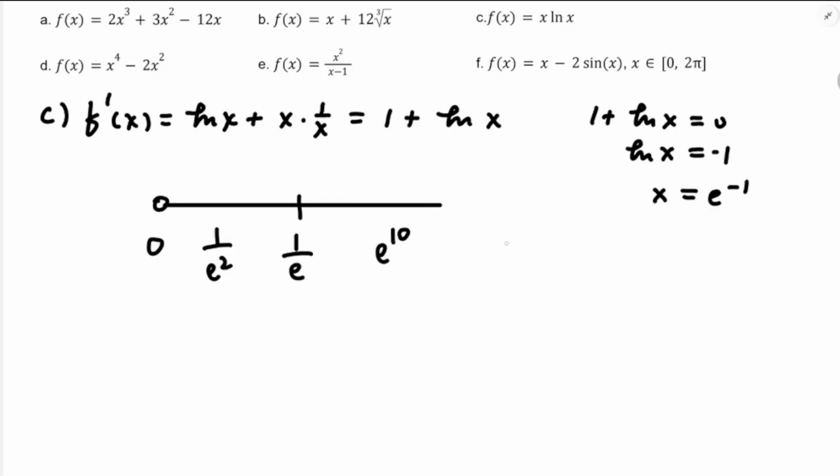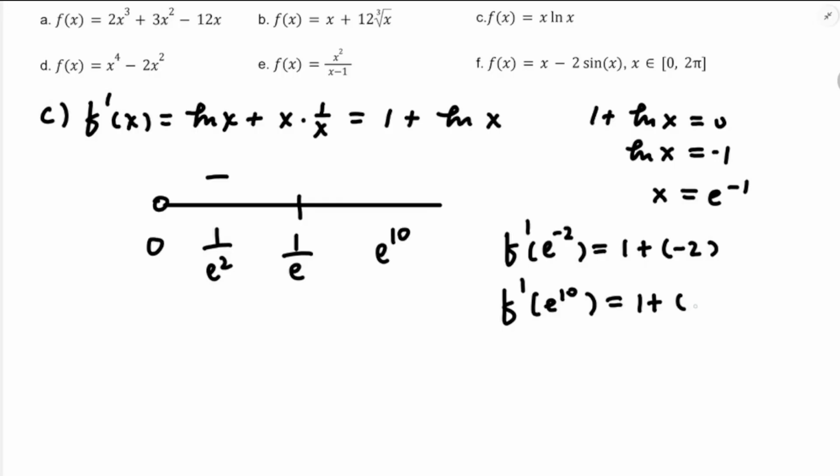And so I'll think about f prime of both of these values. F prime of 1 over e squared is going to equal 1 plus the natural log of e to the negative 2. So that's 1 plus negative 2, and that'll be negative 1. That's a negative number. F prime of e to the 10 would be 1 plus the natural log of e to the 10, so 11. That's a positive number. And I'm seeing that f prime went from negative to positive at x equals 1 over e. So I'm going to say that's a local minimum.